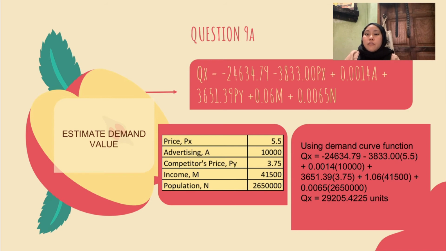As you can see, we already have the values of Px, A, Py, M, and also N. So to get the estimated demand value, we just have to substitute the values that we have into the demand equation, which is Qx equals negative 24634.79 minus 3833.00 times the value of Px, which is 5.5, plus 0.0014 times the value of A, which is 10,000, plus 3651.39 times the value of Py, which is 3.75, plus 0.06 times the value of M, which is 41,500, plus 0.0065 times the value of N, which is 2,650,000, and you will get the answer equal to 29205.4225 units.